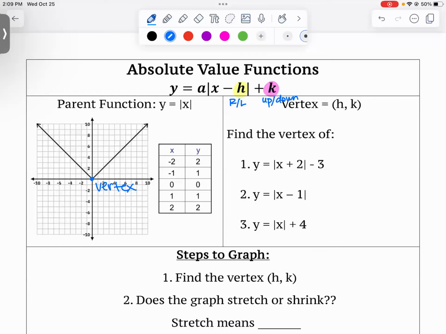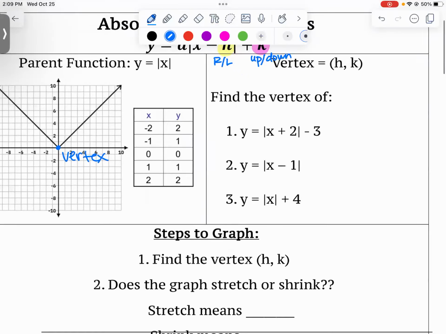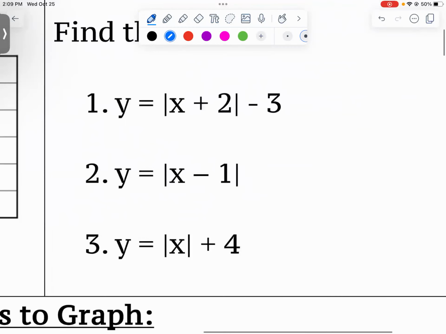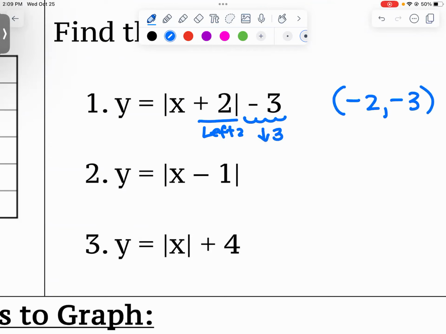So when I'm going to find the vertex of this one right here, what direction is this vertex going to go from its original? DJ? Okay, so this is saying we're going left 2, and this is saying we're going down 3. So our vertex is (-2, -3).